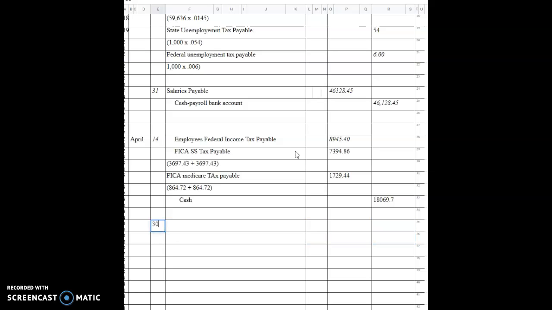We're going to go ahead and go on to the 30th. So if you look in your book, we issued a check to the State Department of Revenue for state unemployment tax for January, February, and March. Okay, so the cool thing is the book tells you how much it was. When we did this in the past, you had to go back and figure out each one of them separately, but it just gives you the numbers.